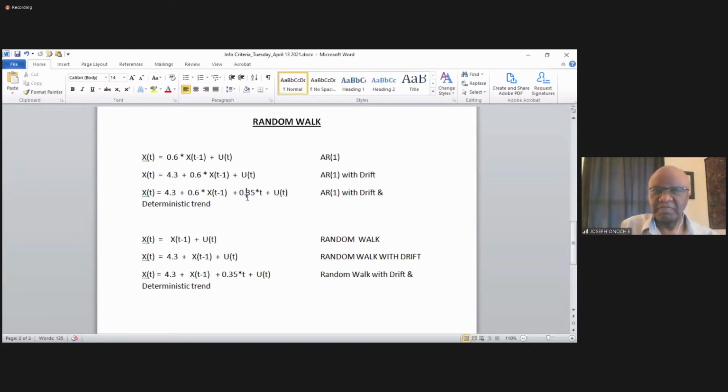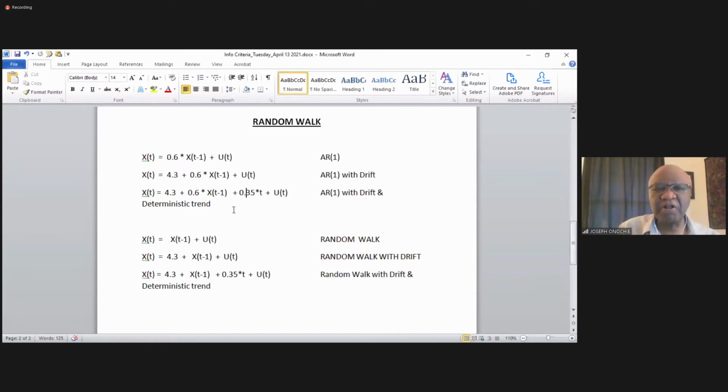But instead of this 0.35, if I write 0.35 squared divided by square root of pi, in parentheses, times t, then it's no longer deterministic. Well, pi is still constant, but if I put a little epsilon there, then it's no longer deterministic, it's stochastic. Then I'll say this is an AR1 with drift and stochastic trend. But this one here is AR1 with drift. What is the drift? This 4.3. And what is the deterministic trend? This 0.35 times t.